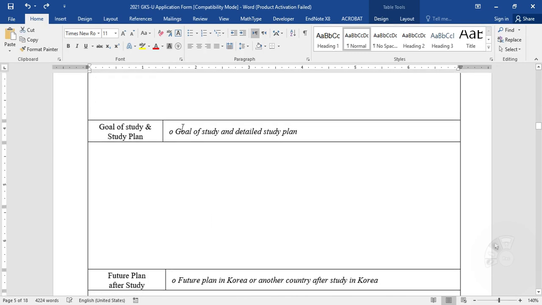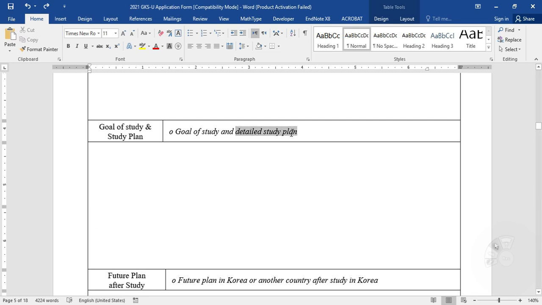So you can explain the goal of study and a detailed study plan. What is your goal for this study, what do you want to achieve here? For example, if you are going for mechanical engineering, what do you actually think you can achieve, and what is your goal after that, and why are you doing this mechanical engineering degree.